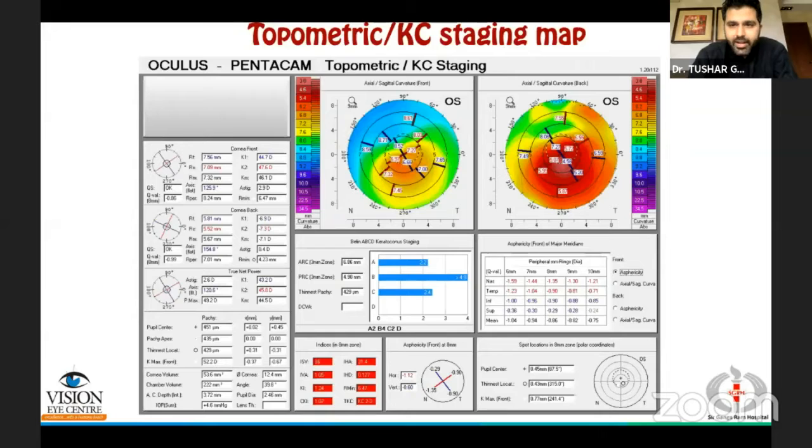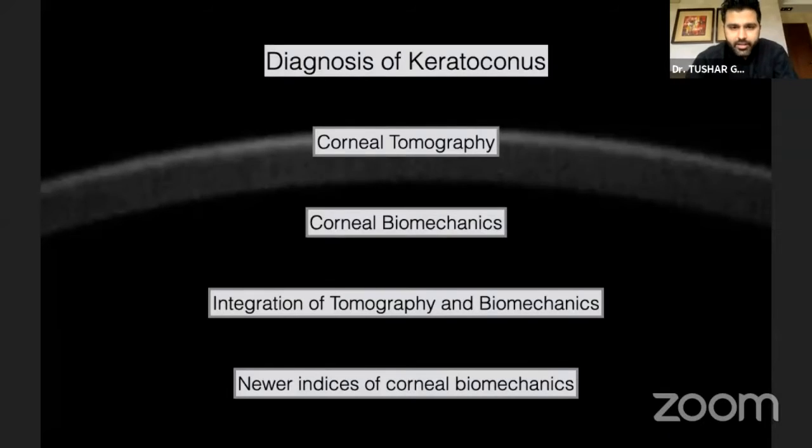This is the topometric KC staging map, which gives you the Belin ABCD keratoconus staging, gives you the asphericity of the cornea in various meridians, and you get various indices. All of these, again, help you pick up fine ectasia or early ectasia.